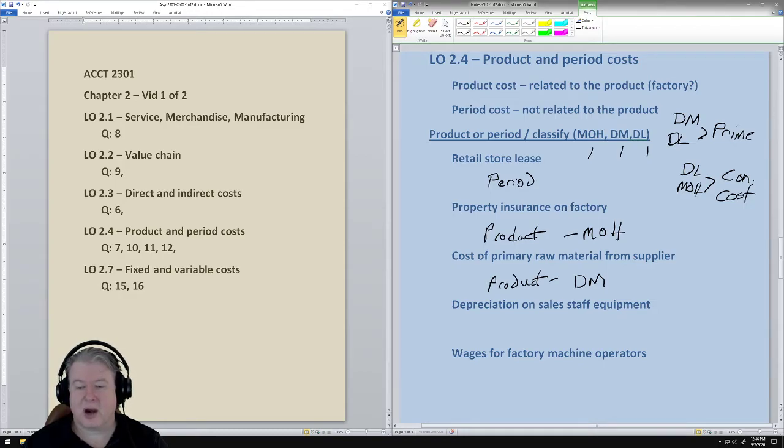Depreciation on sales staff equipment. Well, the main thing we're looking at here is sales staff. Sales staff isn't involved in the factory environment, so we would call that a period cost. If it's depreciation on factory equipment, oh, well, now it's a factory cost, and we would say that's a product cost, but it would be manufacturing overhead. Wages for factory machine operators. Once again, we see the word factory. We think, well, these people are directly related to the production, so we would say it's a product cost. And then we would say, well, these are direct labor. We're probably able to trace the work by these machine operators on each individual product.